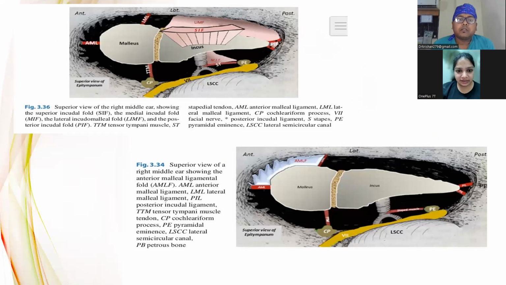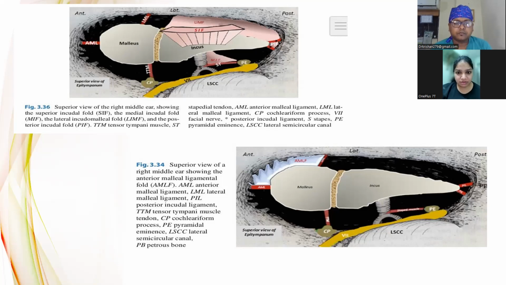Okay, and this is also a very proper diagram in which we can see a superior view of the right middle ear, showing the superior incudal fold. You can appreciate the superior incudal fold, medial incudal fold, the lateral incudomalleal fold, and the posterior incudal fold, tensor tympani muscle, stapedial tendon, anterior malleolar ligament, lateral malleolar ligament, cochleariform process, seventh nerve. Okay, this is also a very important diagram.